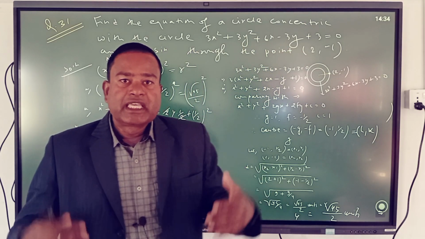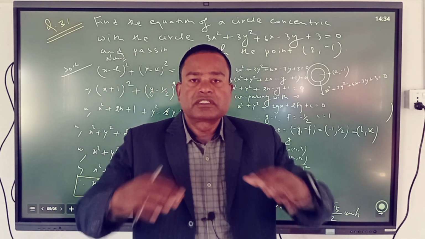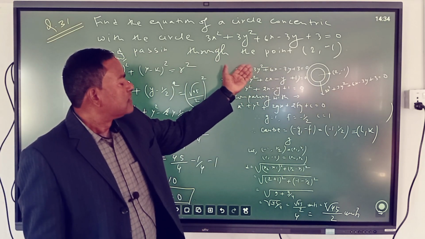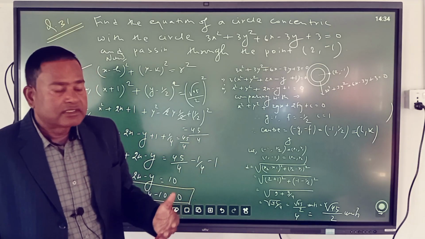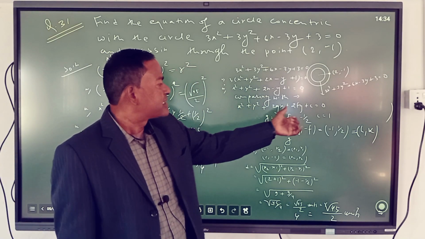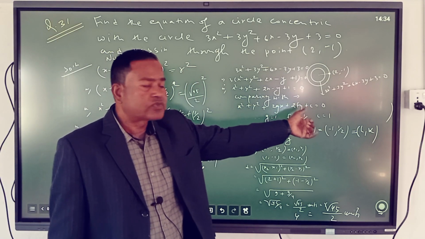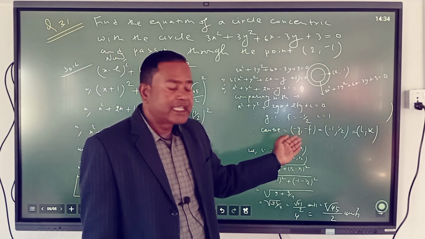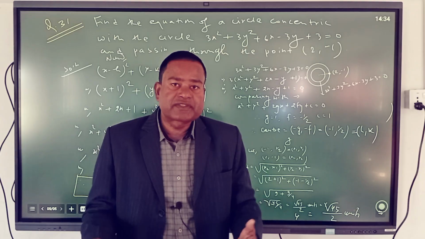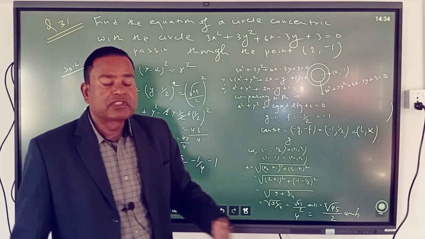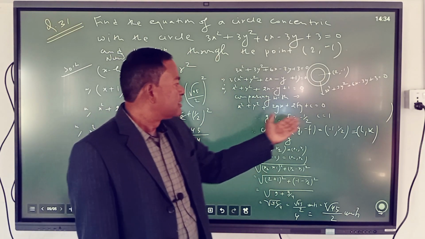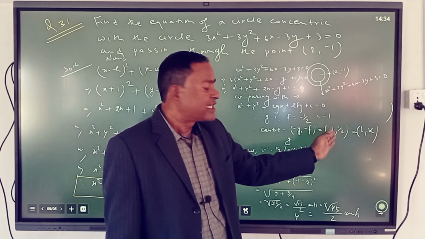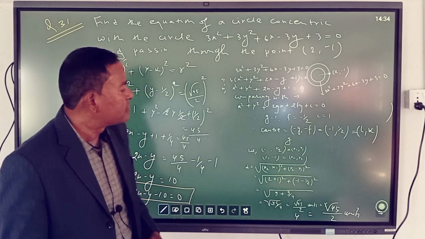So dear students, in the case of concentric circles, circles have got the same center. So at first we have found the center of the given circle by comparing with x square plus y square plus 2gx plus 2fy plus c is equal to 0, and we know that the center is equal to minus g, minus f. So by comparing the given equation of circle with the general equation of circle, we have got the center. The value of the center we have got is minus 1, 1 by 2.